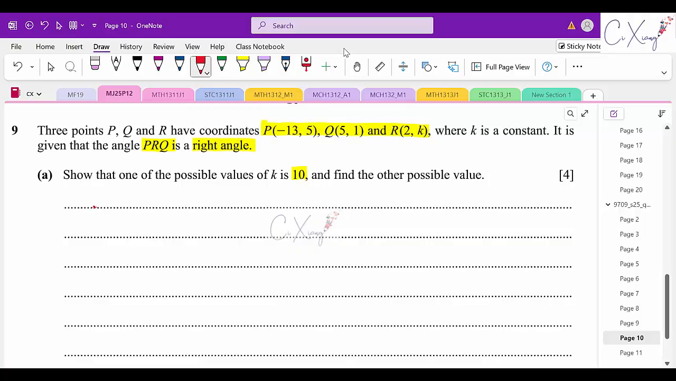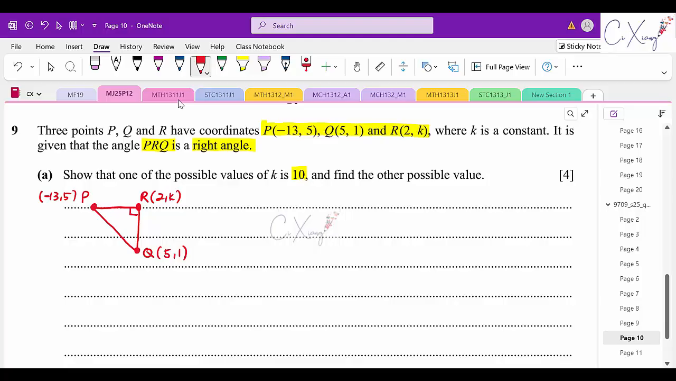And we try to draw it out first. So let's say I'm having 3 points that form a right angle triangle. Okay, so let's say this is a right angle triangle. Then they say PRQ is a right angle. So PRQ is a right angle. So this is how the triangle looks like. And of course, my P coordinate is -13 and 5. R is 2, k. Then Q is basically 5 and 1.